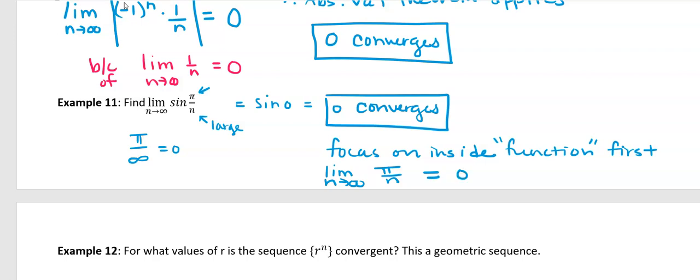So then we were able to take that idea and apply it to the outside function sine, and then we were just evaluating the sine at 0. So sometimes it helps to focus on the inside part of the function first, and what's really changing in this particular sequence, what's actually being manipulated.